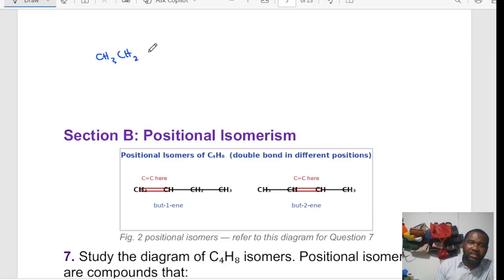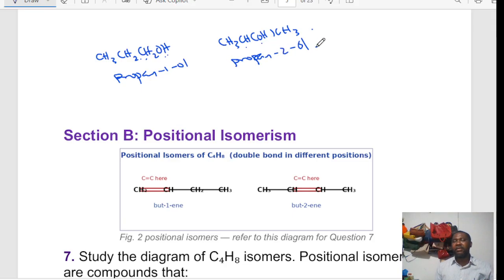Look at this. CH2, CH2, CH2OH. Now, the name of this compound is propan-1-ol because the OH is in position 1. You see, the OH is attached to the first carbon. But if I have something like this, CH3, CH, then OH, then CH3, you see that the OH here is attached to the second carbon. This is called propan-2-ol. This is an example of positional isomers, just different positions of their functional group. I hope that makes sense.